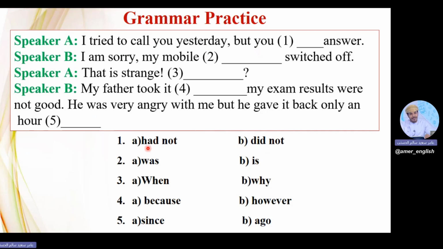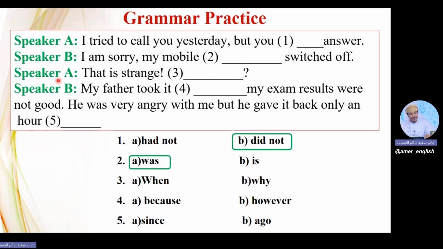We cannot use had not because it should be followed by a past participle, but here it is followed by an infinitive, so it is preceded by didn't. Okay, so: I tried to call you yesterday, but you didn't answer. Speaker B: I'm sorry, my mobile switch off. Was or is? Again, what do you think? The answer is was, because still at that time his mobile phone was switched off.